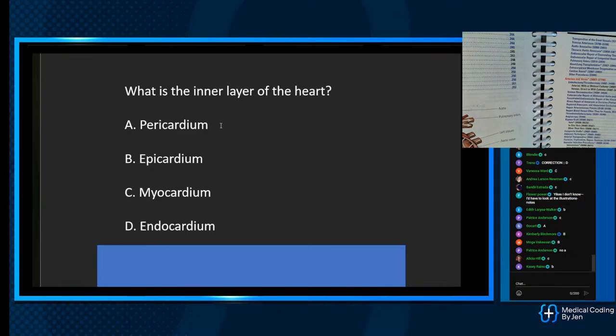What is the inner layer of the heart called? Pericardium. That reminds me of something that was on somebody's exam recently. What was that word? The lining around the heart. Or no, the lungs. What's the lining around the lungs? To add to our little list, metastatum, something like that.